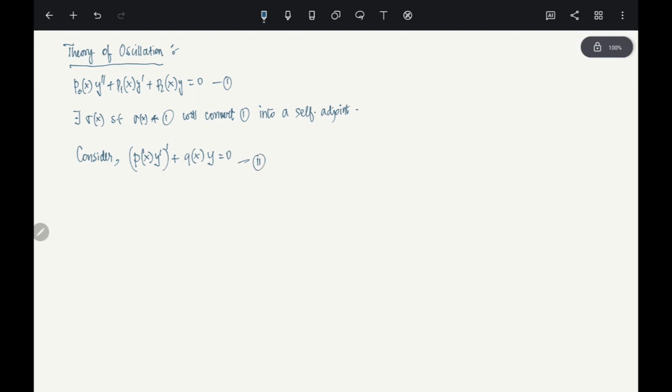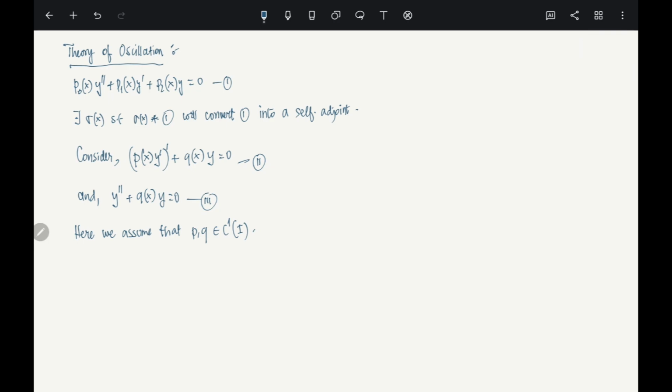Let's call this problem 2. If P(x) is identically equal to 1, then this equation looks like this: y double prime plus Q(x) y equals 0. So this is 3, when P(x) is essentially 1. Here we assume that P and Q are in C1 of I, whatever interval I it is defined on, so continuously differentiable.